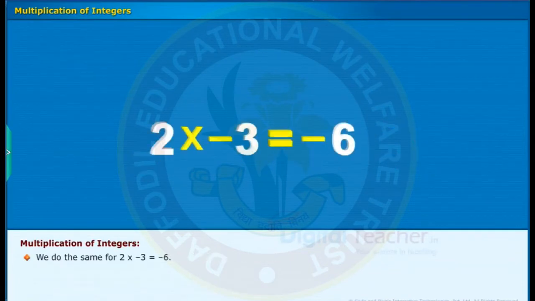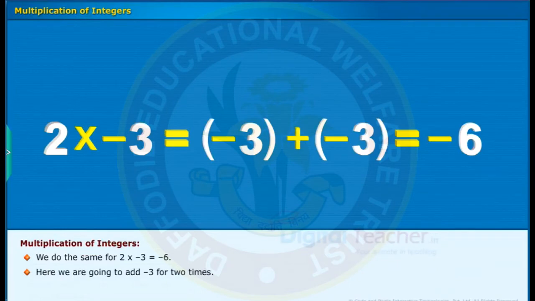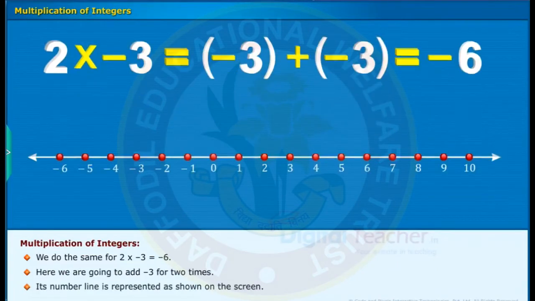We do the same for product of 2 and -3. We obtain its result as -6. Here we are going to add -3 for 2 times. Its number line is represented as shown on the screen.